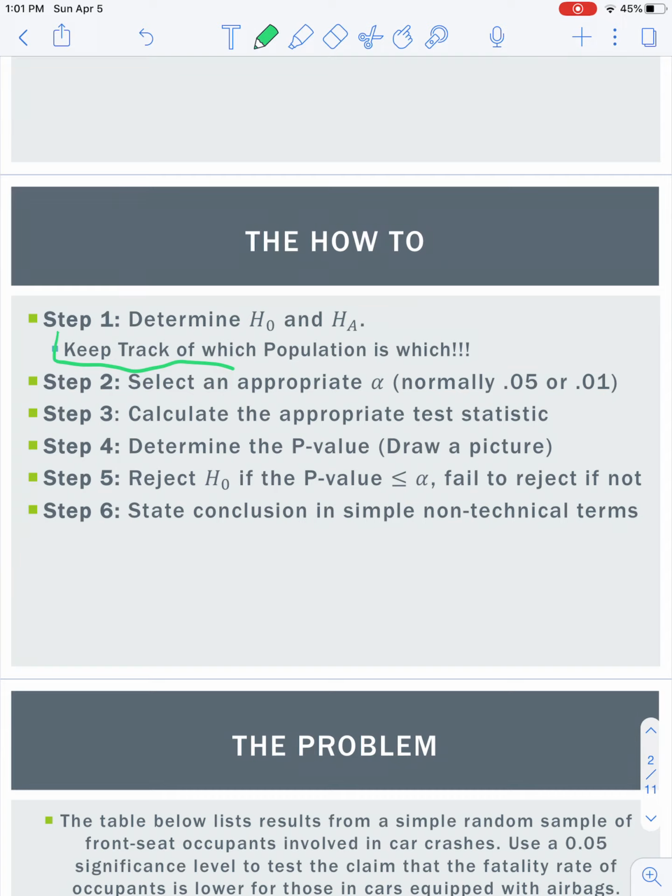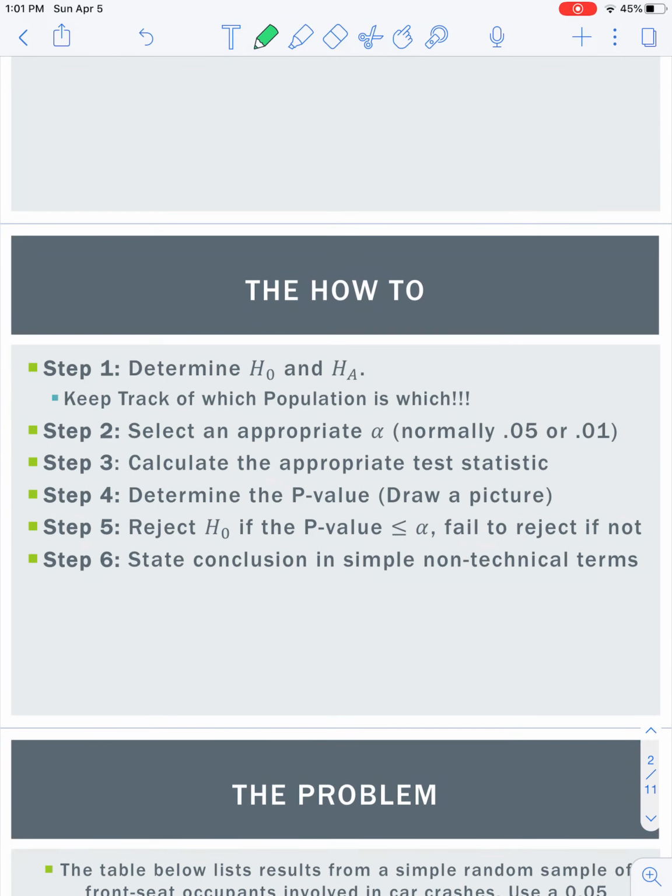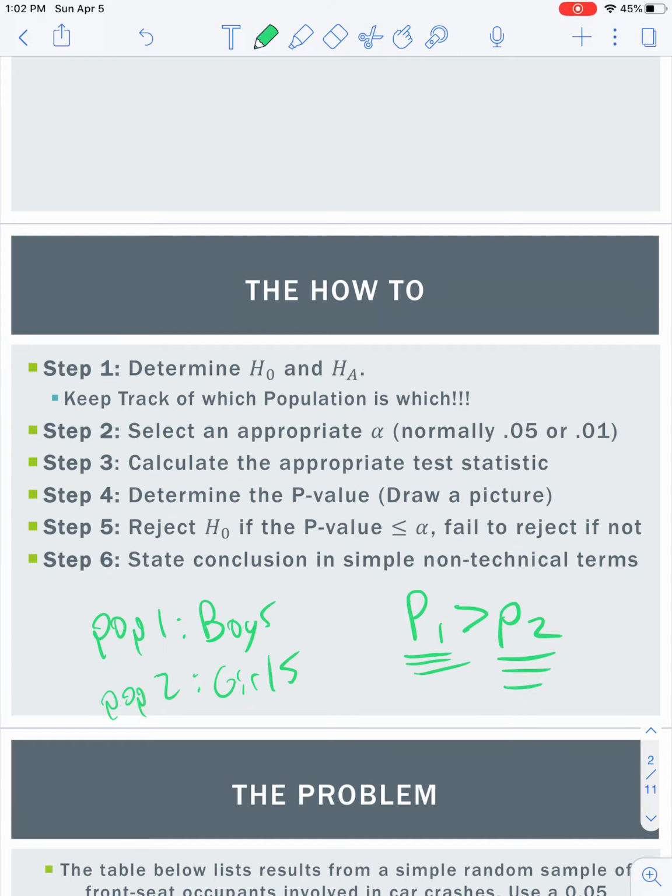This will depend on the lesson, how important this is, but it's easy to get confused because we have two populations. So, just as an example, if we had something like population 1 being boys and population 2 being girls, well, if you were trying to prove P1 was greater than P2, it really matters that this is the boys' population parameter, or proportion value, and this is the girls' proportion value. If you just rename these, population 2 and population 1, now this whole inequality would flip.